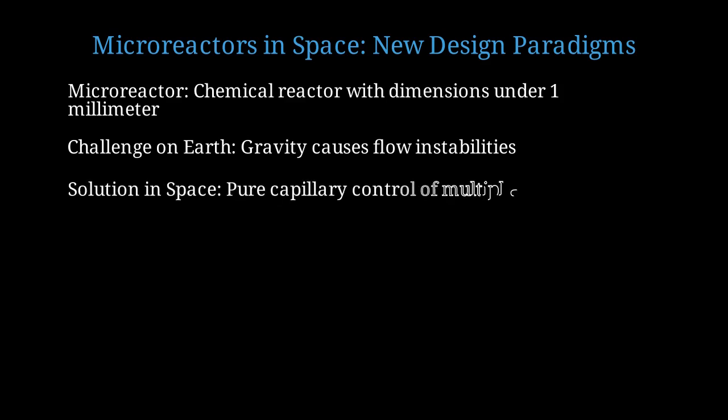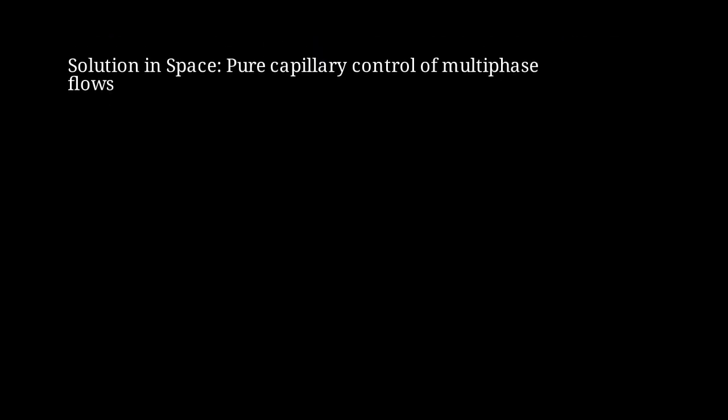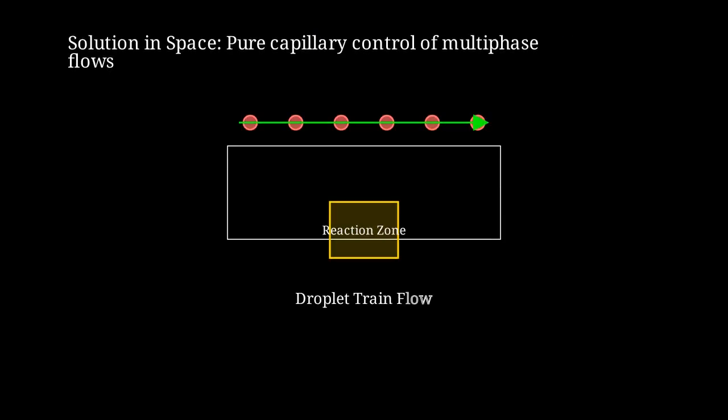In microgravity, we achieve pure capillary control of multi-phase flows. This enables precise manipulation of reagent droplets and reaction products. Here's a conceptual microreactor with a droplet train flow. Each droplet acts as an isolated microbatch reactor, traveling through different temperature zones.